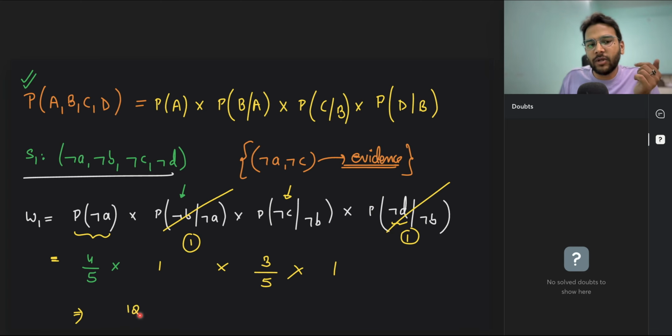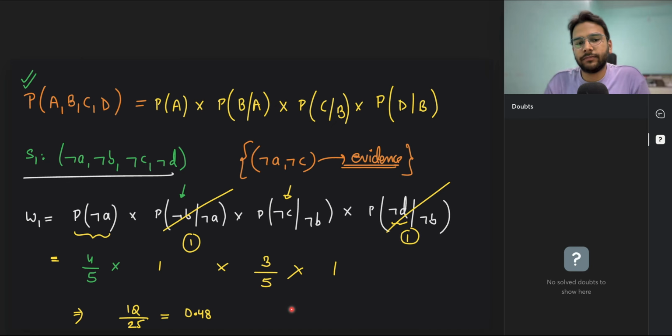Anybody having any doubt in this? So it should be 12 by 25. And what is this value? 12 by 25? It should be 25 into 4 is 100, 48, right? So 0.48. Is this clear so far? If you are having any doubt, please ask.